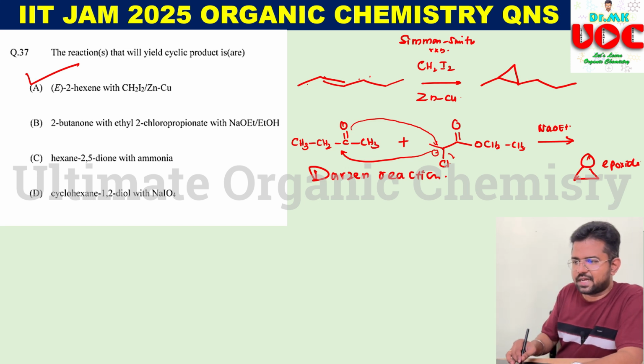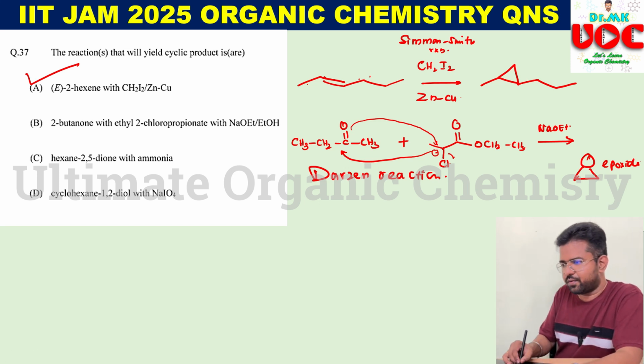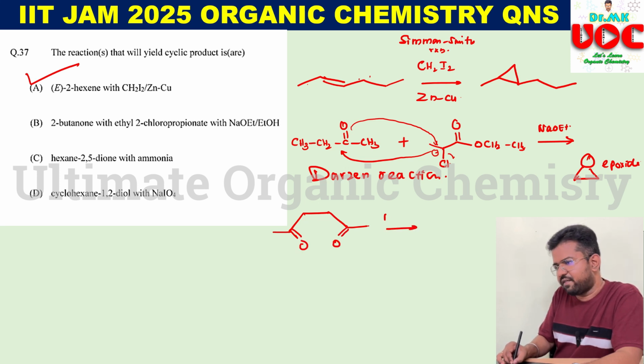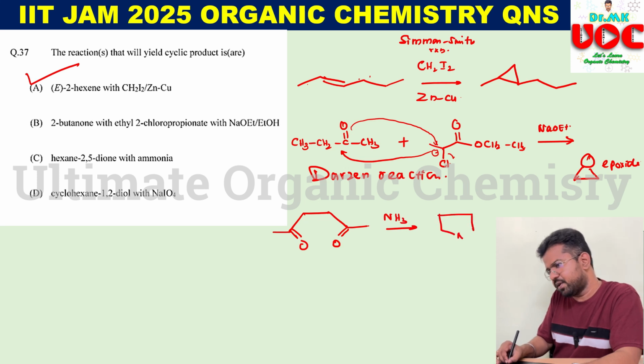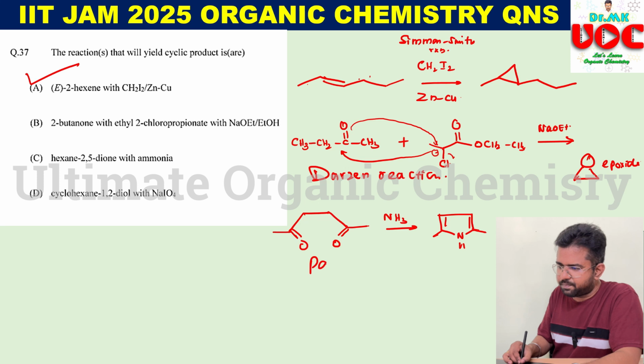Next reaction is hexane-2,5-dione. So totally it's 6 carbons, second position ketone and fifth position ketone. When it is reacting with ammonia, it leads to the formation of a pyrrole. And this reaction is called Paal-Knorr synthesis.